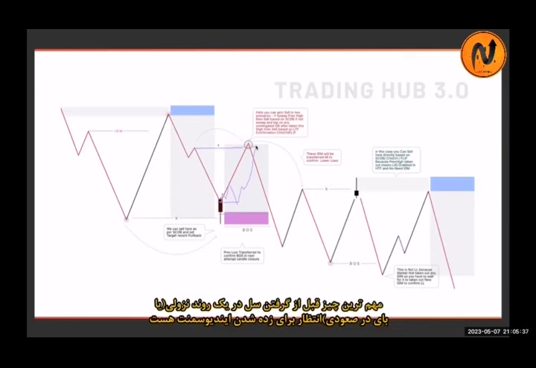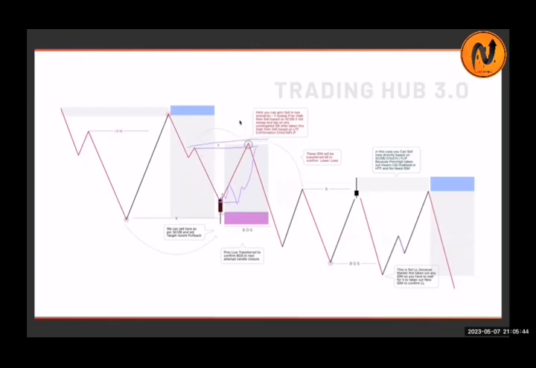The main thing is you have to wait for taking out the inducement in a bearish market, taking out the high, and then sell. And this is a high probability entry for the sell compared to this one. And this is a 50% probability entry for the buy.